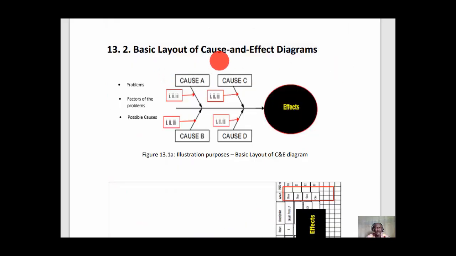Typical basic layout of cause and effect diagram. For illustration purposes, we have here a basic layout of a cause and effect diagram showing the effect, the causes of the problem, factors of the problems, and the possible causes. With this layout, we are showing the grammatical layout, or how cause and effect can be represented in the form of a diagram in a process plant. Here we have the causes and we have the effect.